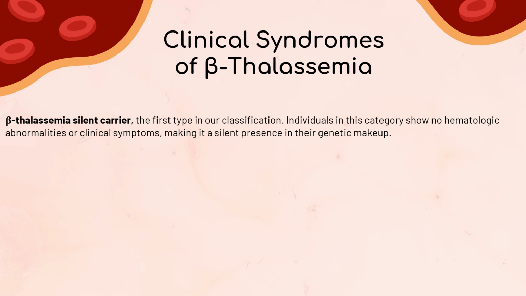Let's begin with beta-thalassemia silent carrier, the first type in our classification. Individuals in this category show no hematologic abnormalities or clinical symptoms, making it a silent presence in their genetic makeup.